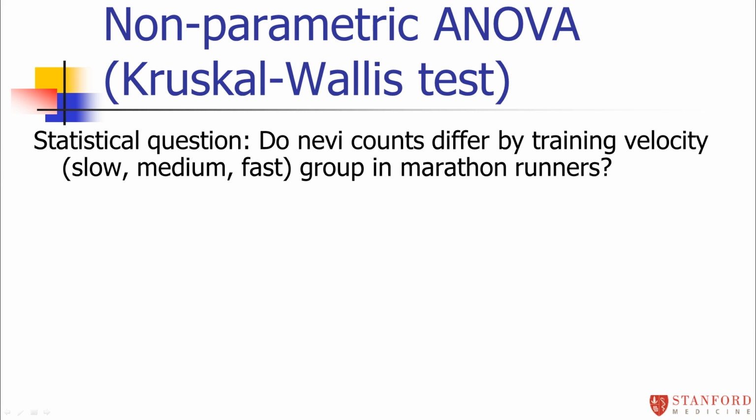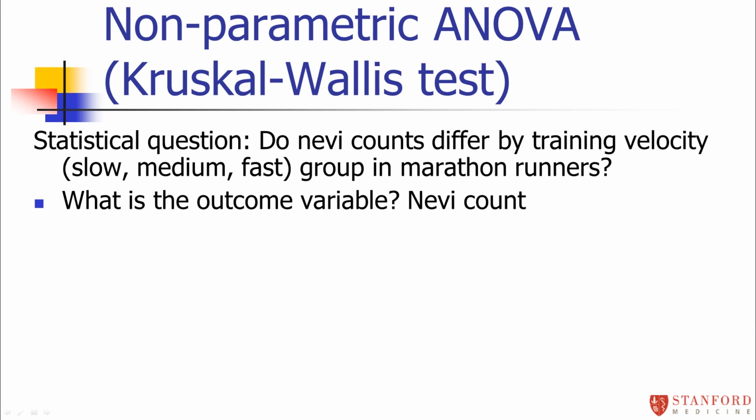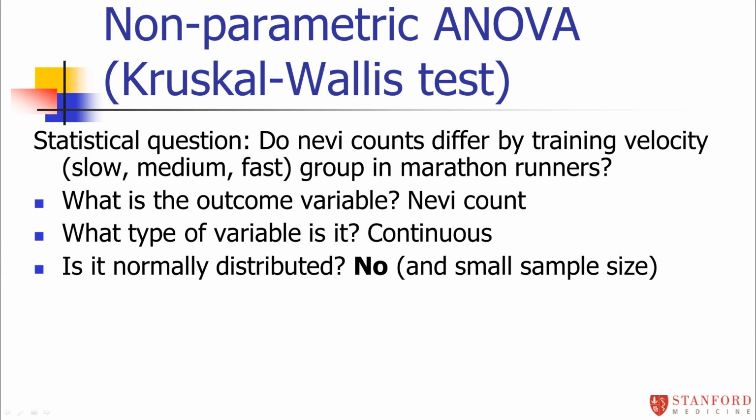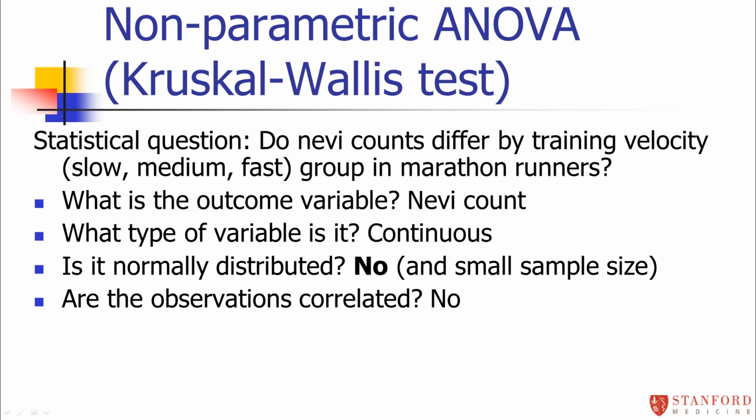I want to know whether the nevi counts differ according to training velocity group, slow, medium, or fast. My outcome variable is nevi counts. It is a continuous variable. It's actually a discrete variable, but you know, it's a numerical variable. Is it normally distributed? No, it's definitely not normally distributed, and we are also dealing with a relatively small sample size. The observations are not correlated.